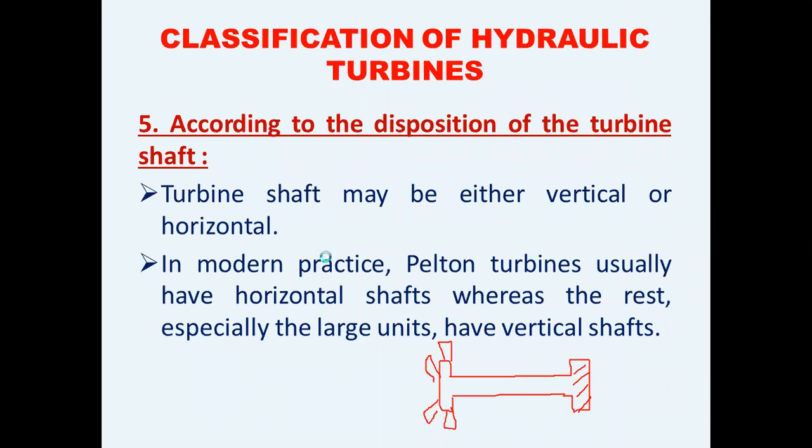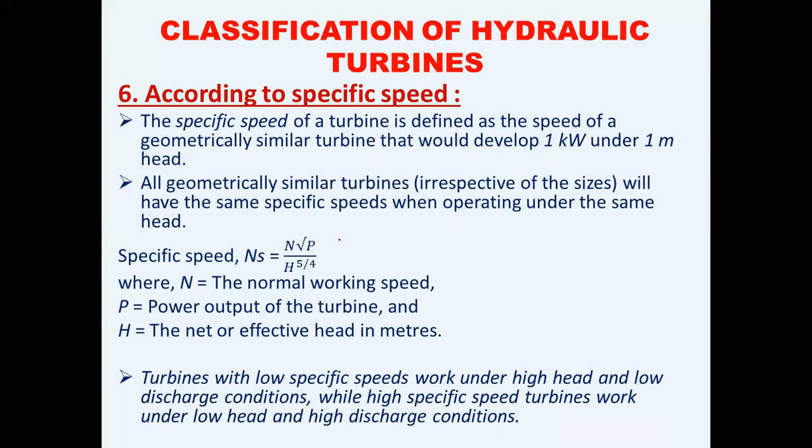Okay, and now the last classification of hydraulic turbine. It will be according to the specific speed. Now, what is the specific speed? The specific speed of a turbine is defined as the speed of a geometrically similar turbine that would develop 1 kilowatt under 1 meter head.